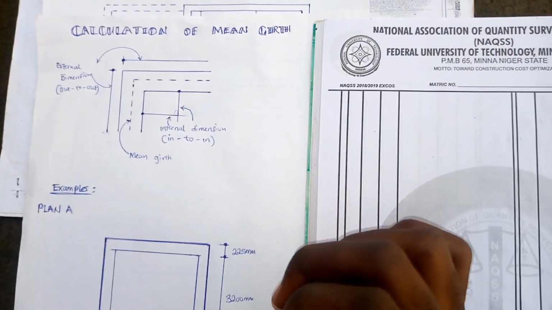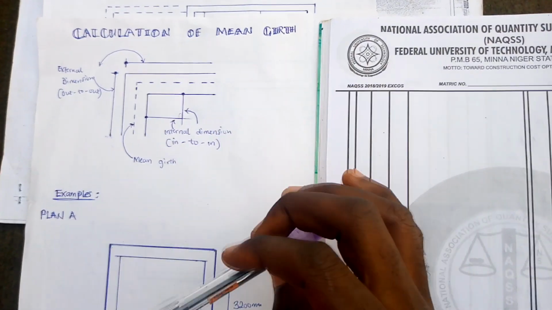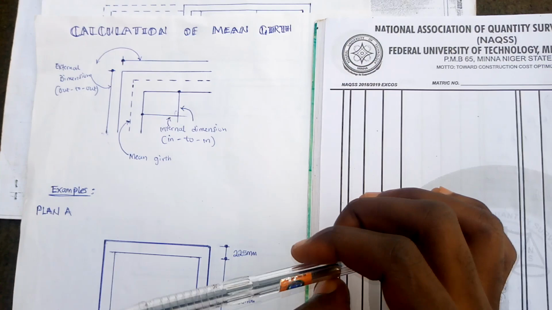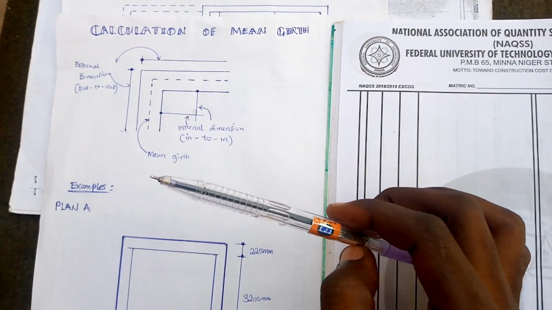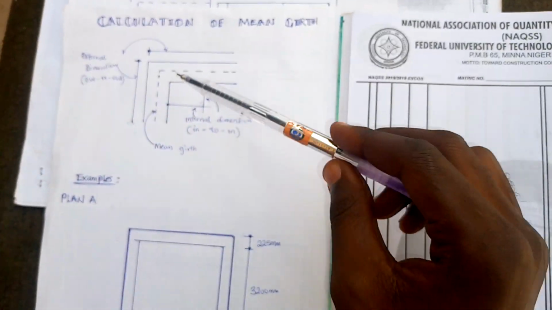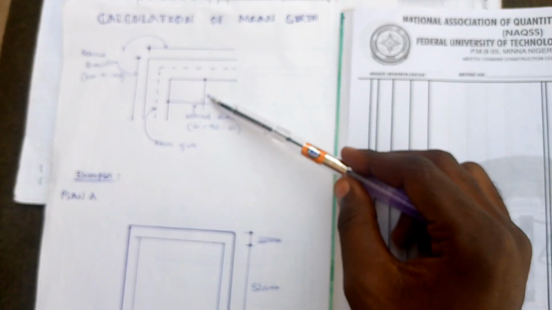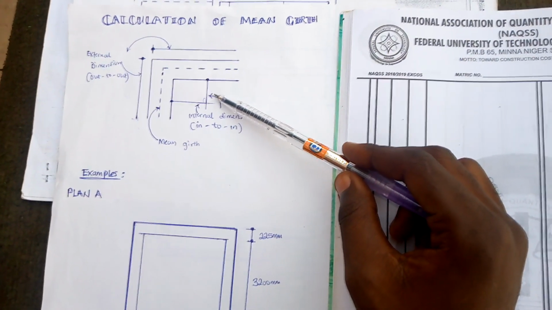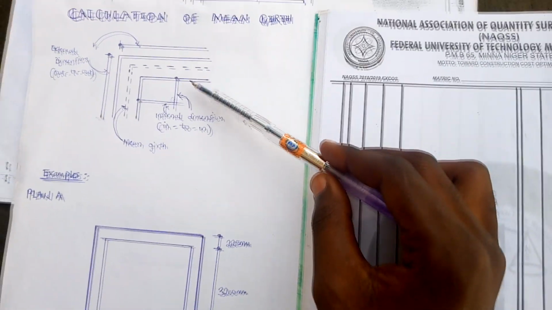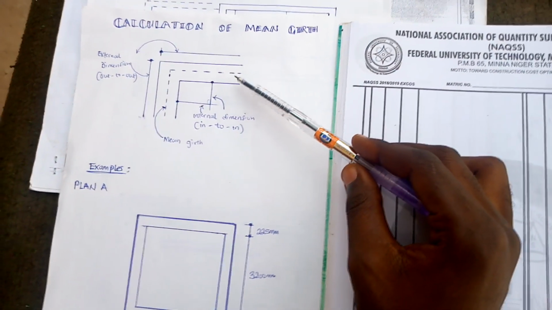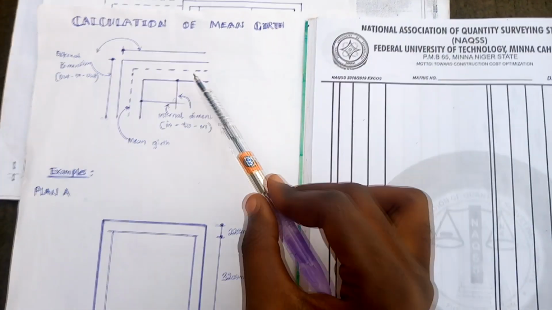Before we move on to the calculation proper, I would like to give a simple explanation as to what mean girth is all about, or the meaning of mean girth. As you can see in this particular diagram, the diagram simply shows different forms of dimensioning of a particular part of a building.